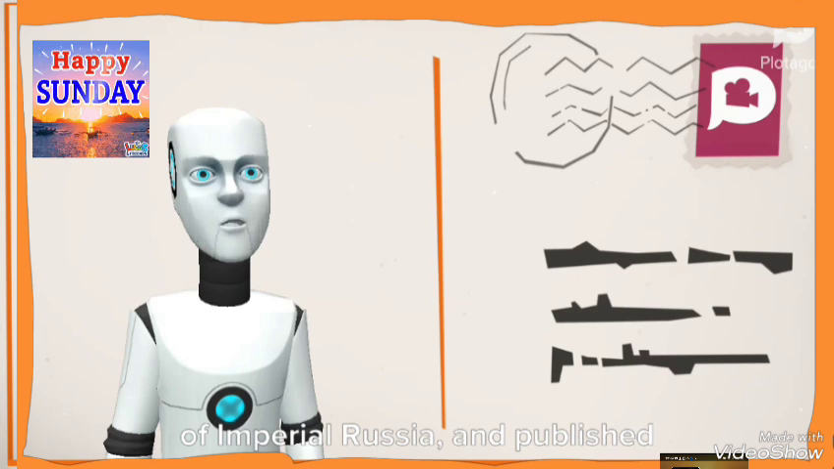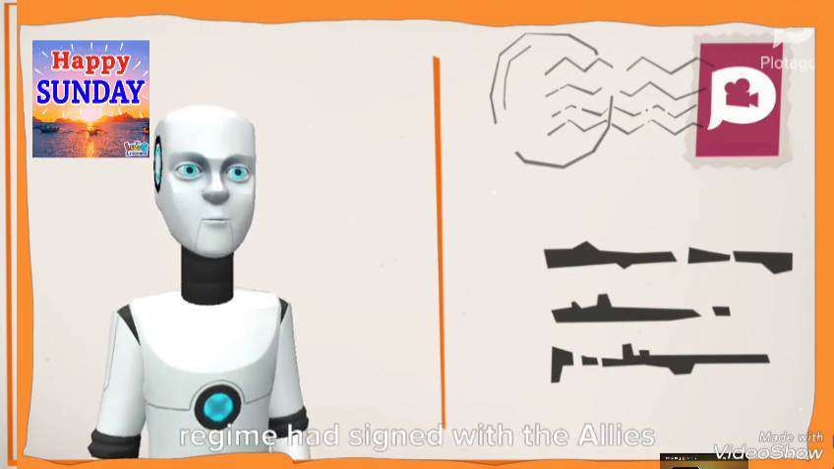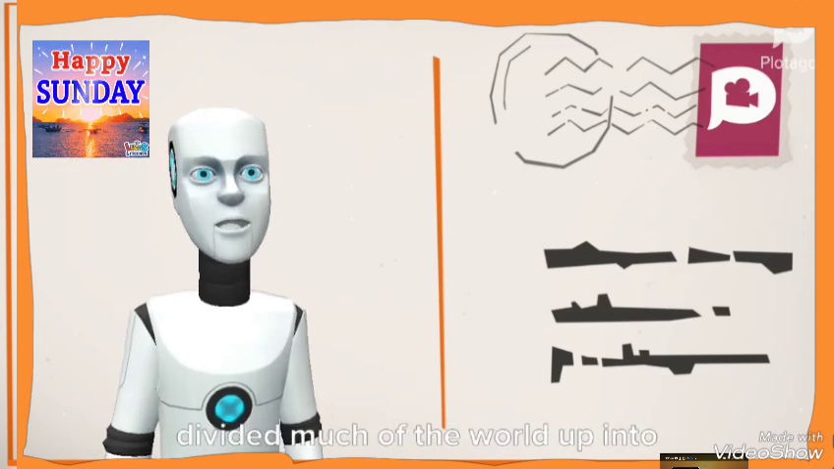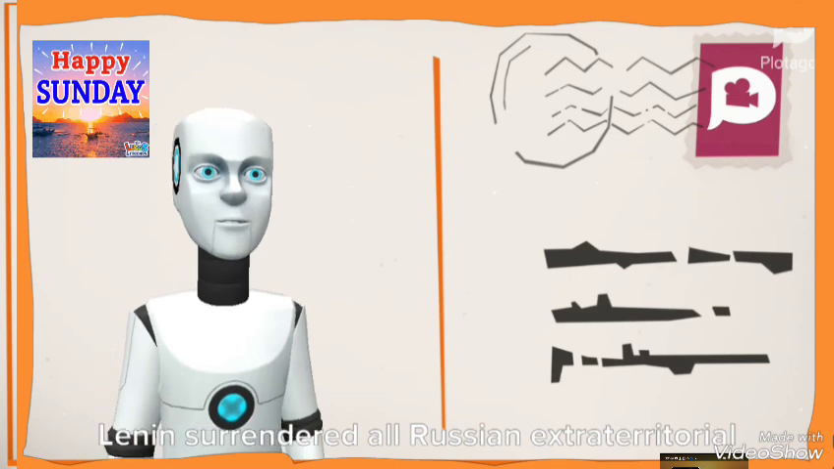Lenin repudiated the foreign policy of Imperial Russia, and published the secret treaties that the former regime had signed with the Allies, under which the Allies had envisioned extensive territorial changes and divided much of the world up into spheres of influence.